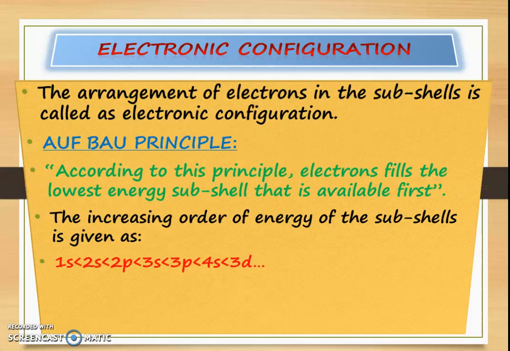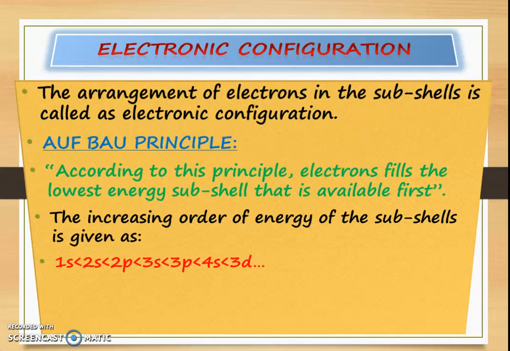Our next topic is electronic configuration. What is an electronic configuration? The arrangement or the distribution of electrons in subshells is called electronic configuration. Now, how can you arrange electrons in subshells?